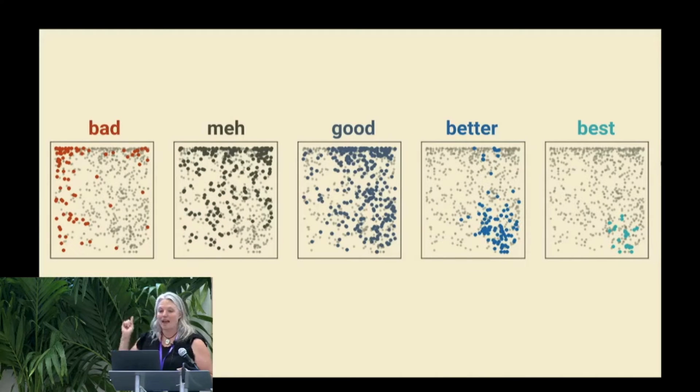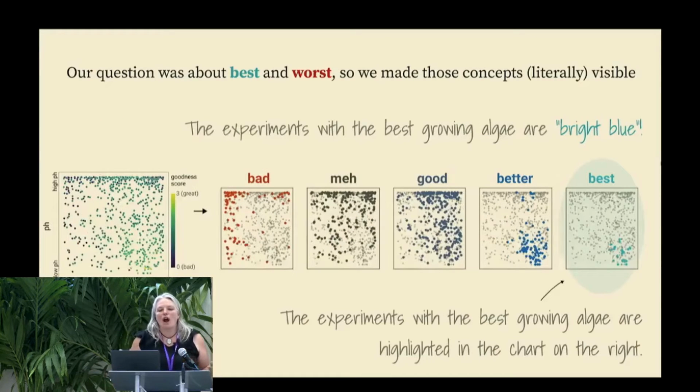This chart, I believe we can skim and look at with more confidence. We know exactly where the best growing algae were, what pH and temperature combinations. And we know where the bad ones were. And we know that the better ones are mostly like the best, but there's some other ones too. So what did we do? Our question was about best and worst, so we made those concepts literally visible.